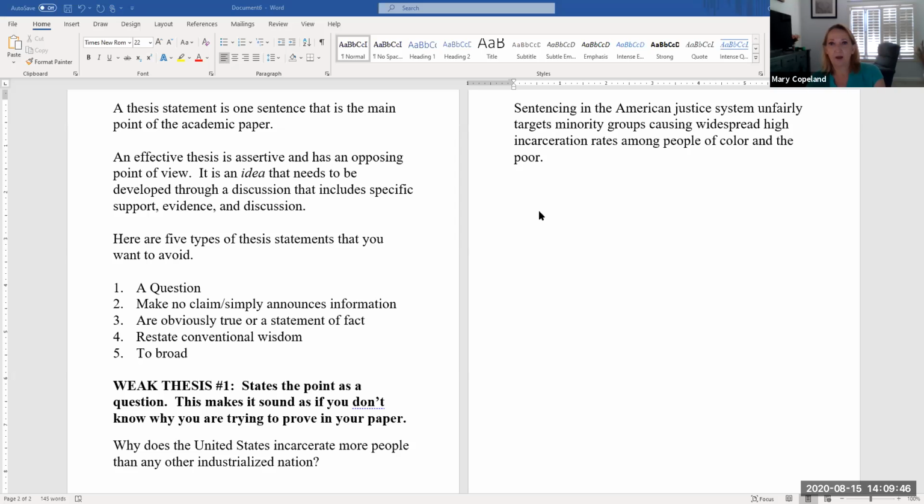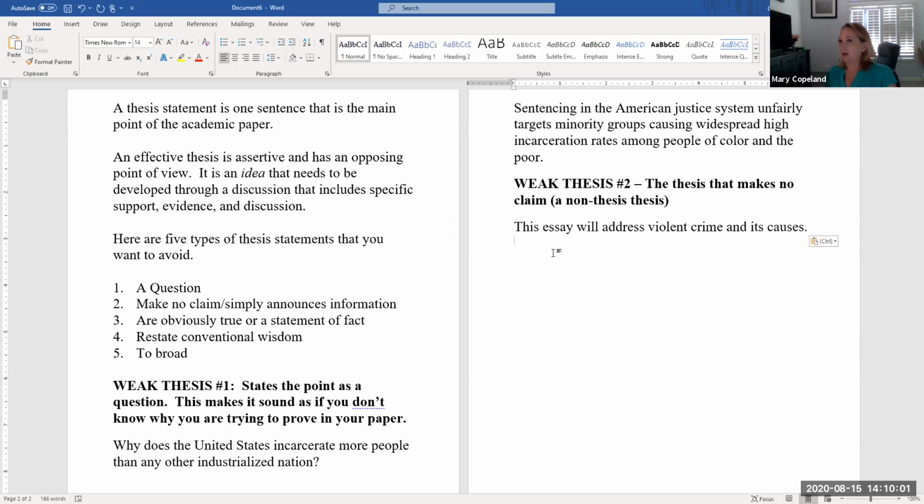Another example of a weak thesis would be one that makes no claim. So let me give you an example of something that makes no claim. This essay will address violent crime and its causes. That's just an announcement. You never want to announce in your papers. You never want to say, in this essay, I'm going to write about, in this essay, I'm going to tell you about. That's not how it's done, and so you want to avoid that.